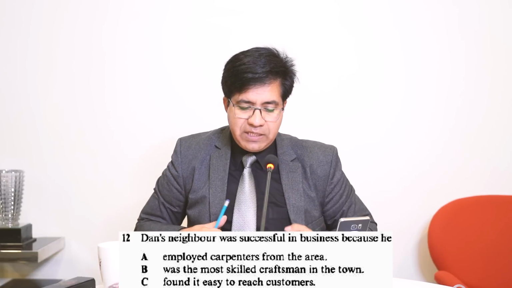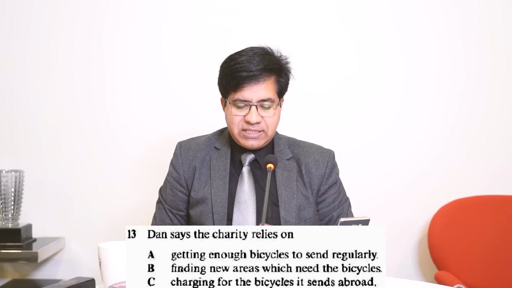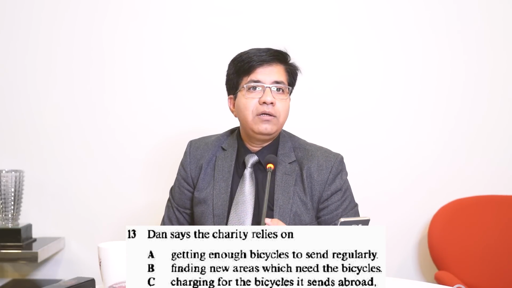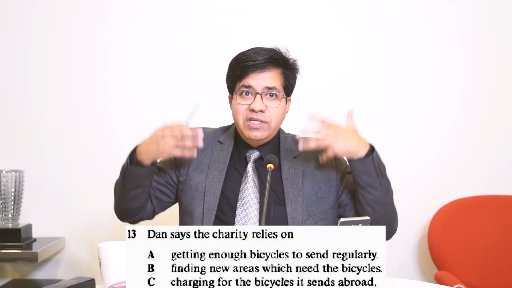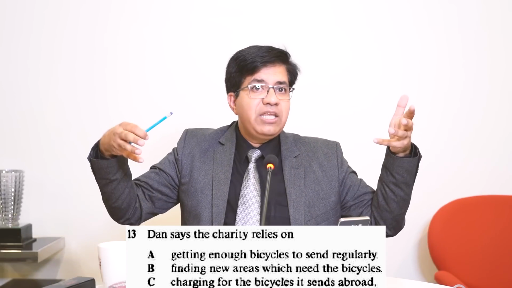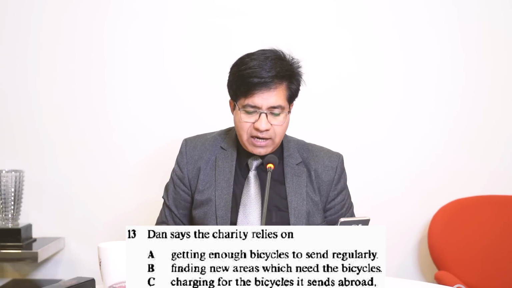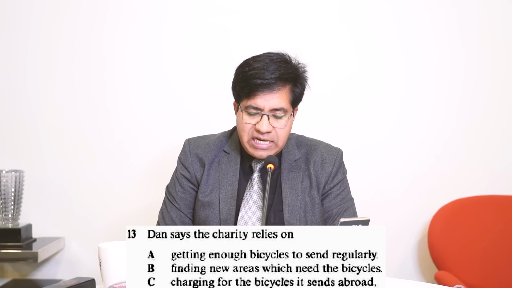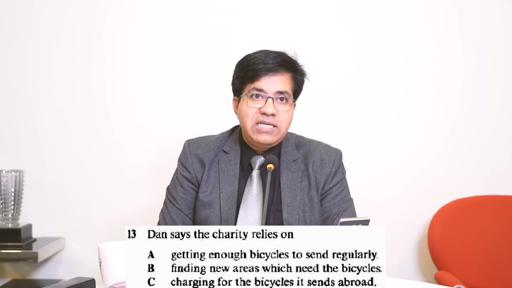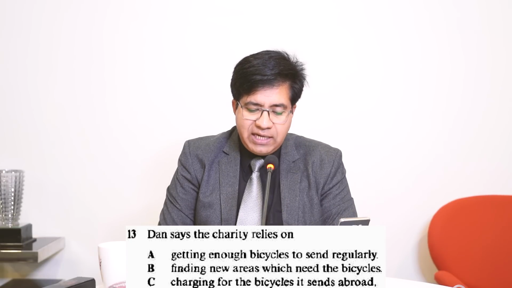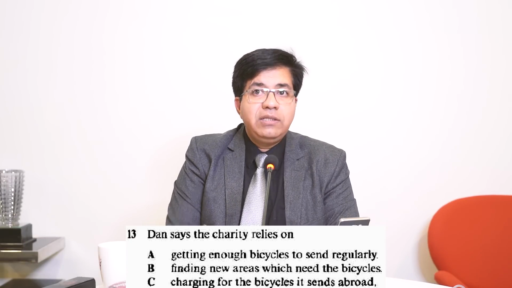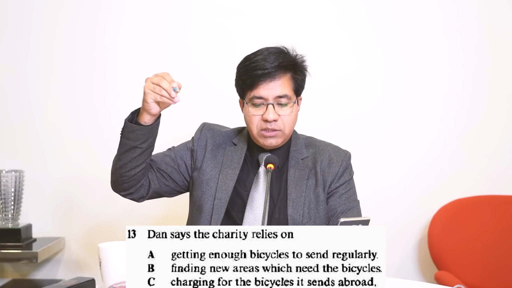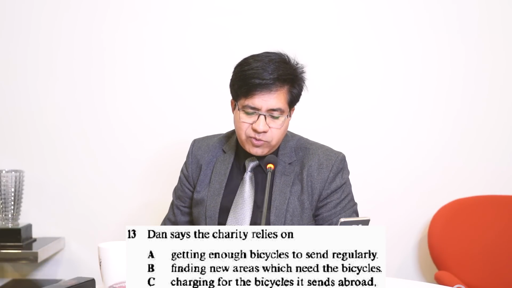So the code is CAB. Question number 13, Dan says charity relies on. Now, charity relies on means what is the form of charity? Where do they get the money from, or where do they get the things from? Option A, getting enough bicycles to send regularly. So charity means their organization. Their organization depends on what? They are depending on enough bicycles to send regularly.